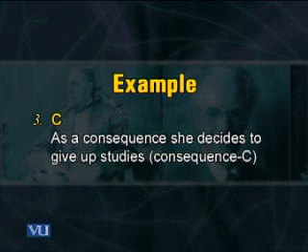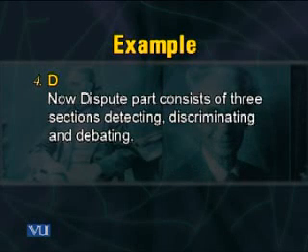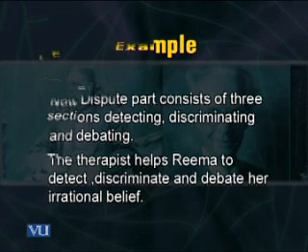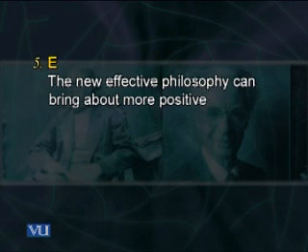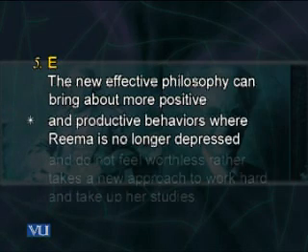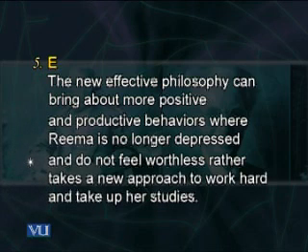As a consequence, she decides to give up studies. Consequence C. D would be now the dispute part, which consists of 3 sections: detecting, discriminating and debating. The therapist helps Reema to detect, to discriminate and debate her irrational belief. E part. The new effective philosophy can bring about more positive productive behaviors where Reema is no longer depressed and does not feel worthless, rather takes a new approach to work hard and take up her studies.